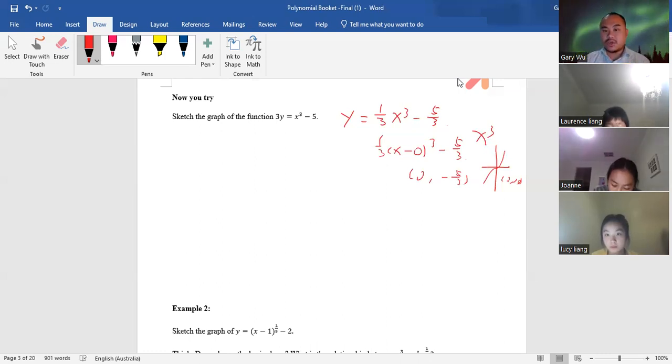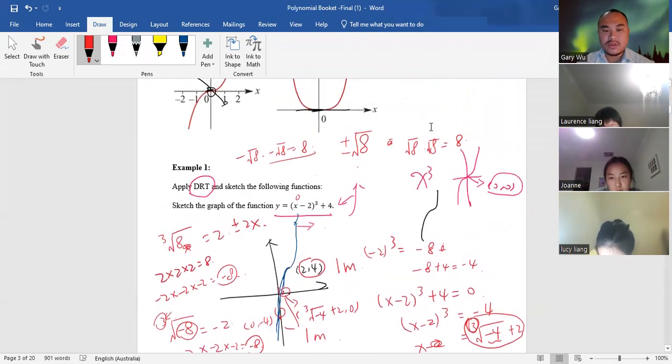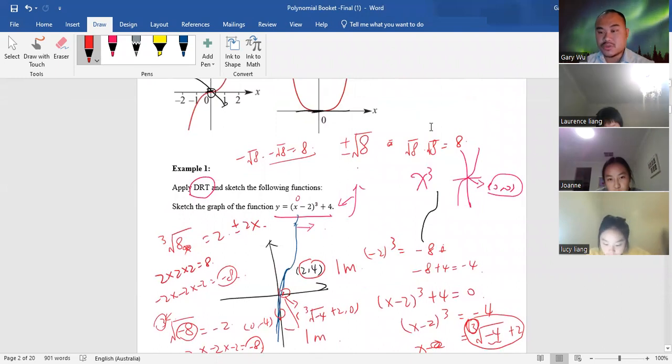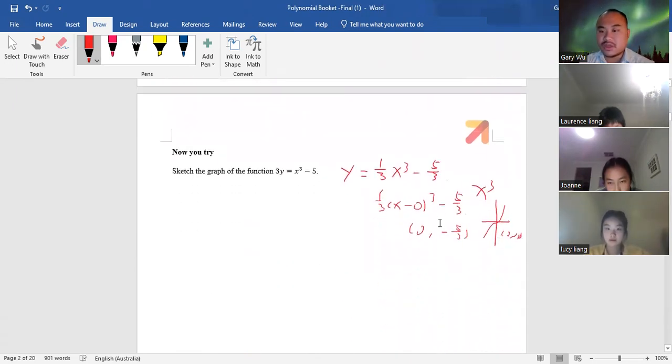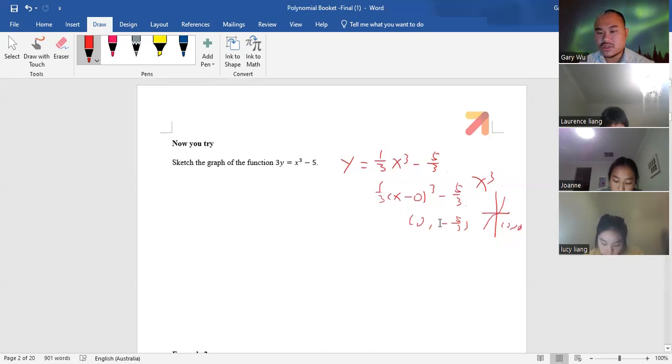Basically, you didn't see a plus or minus sign for x, right? So for example, in the previous one, we had x minus 2, which means we translate 2 units to the right. But for this one, we don't have any x plus or x minus. So there's no translation on the x-axis. Does it make sense? We only translate 5 over 3 units down. All right. So therefore, what is the stationary point of inflection? Joanne?